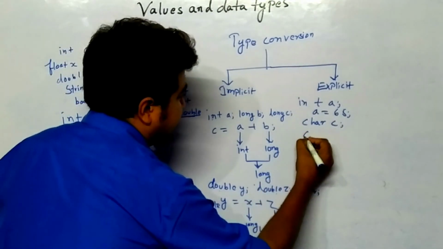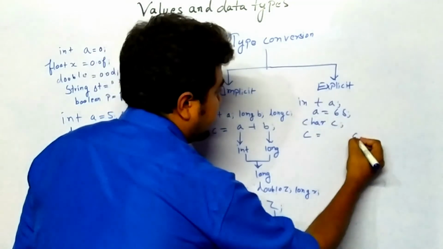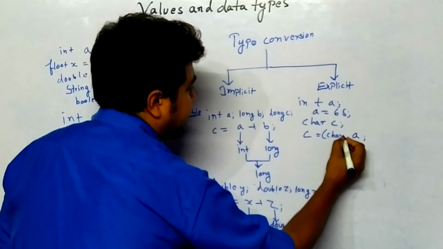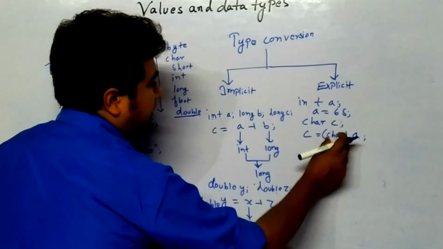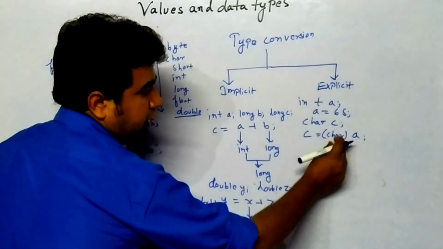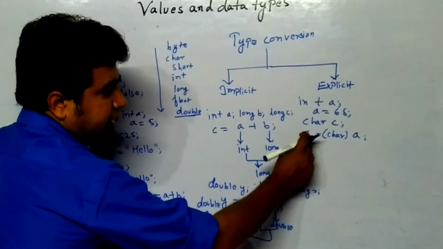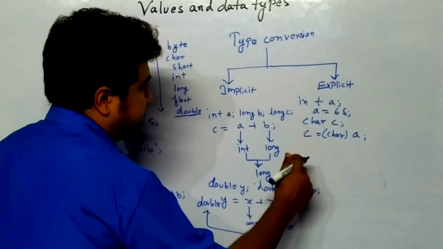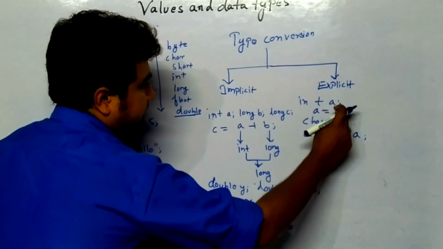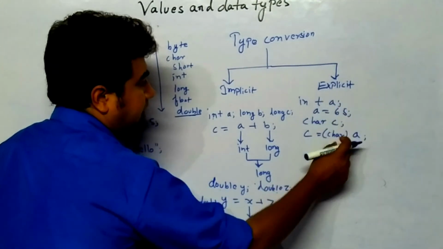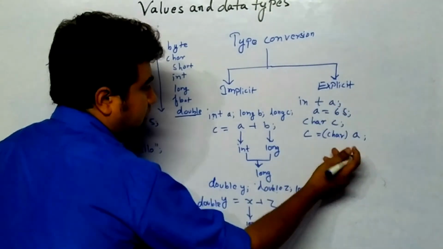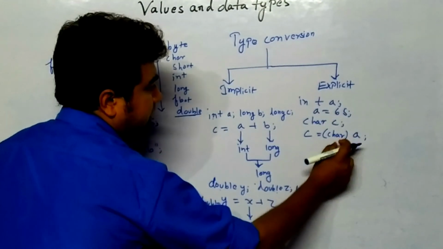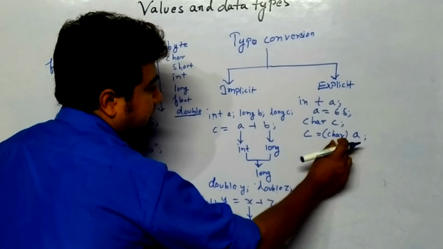What will you write here? c equals, then you write a here, and in front of a, in which data type do you want to convert? char. If you want to convert to double, then you have to write double. But you have to be sure that you declare the double data type here. I will give one example like this. Here I said that a is 65. I want to convert it to character. So what I am doing here is, I have written a, and in front of that, in the parentheses, I have written char.